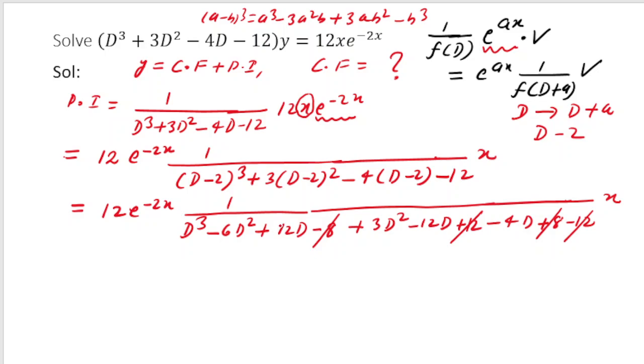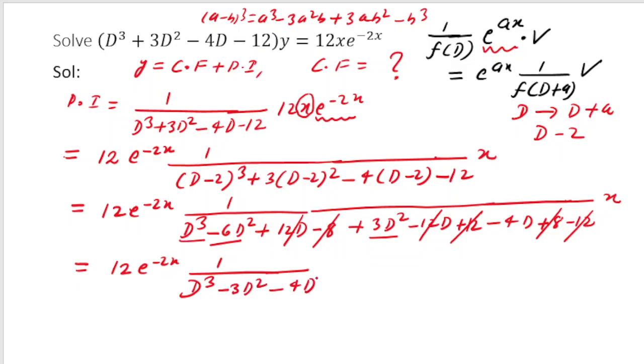Here we have 12D, right, and here we have minus 12D, right? So we can cancel these terms also. So we have now a very small expression, 12e to the power minus 2x times 1 by (D cube minus 6D square, and what is extra left here? Not 6D square, rather, let me make a correction. We have here minus 6D square and we have plus 3D square, so basically we will get minus 3D square, right? Now minus 4D term, minus 4D over x.